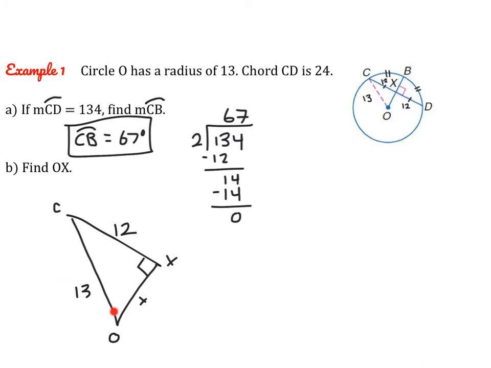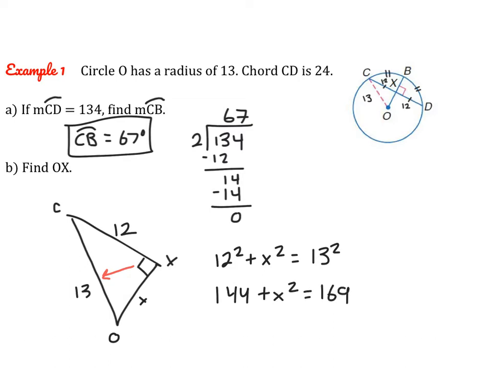Well, this is a right triangle. We can always use the Pythagorean theorem. The most important thing to remember is that this value must be your c value. So we can do a squared plus b squared equals c squared, and then all we have to do is simplify.